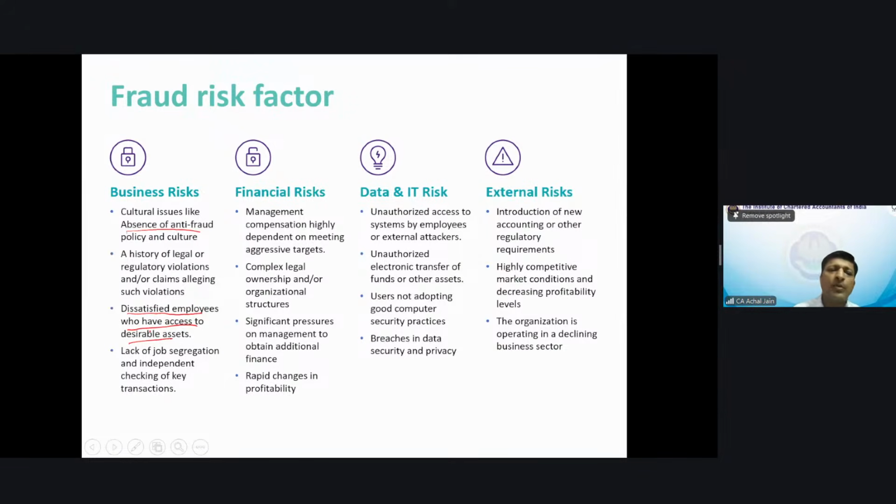Another very big problem would be in respect of lack of job segregation, independent checking of key transactions. So this job segregation helps a lot. Why? Because let's suppose you have this maker checker kind of arrangement, even though it's very basic, very simple, but it's a good check to be in place.